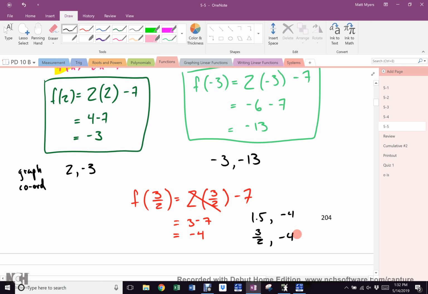Okay? Now, don't write down the next one. What would you do if I told you I wanted the f of lightning bolt? It would be 2 lightning bolt minus 7. Done. What if I wanted the f of dollar sign? 2 dollar sign minus 7. What if I wanted the f of a peace sign? 2 peace sign minus 7. Everybody figuring this out? Whatever's in those brackets goes in for the independent variable.